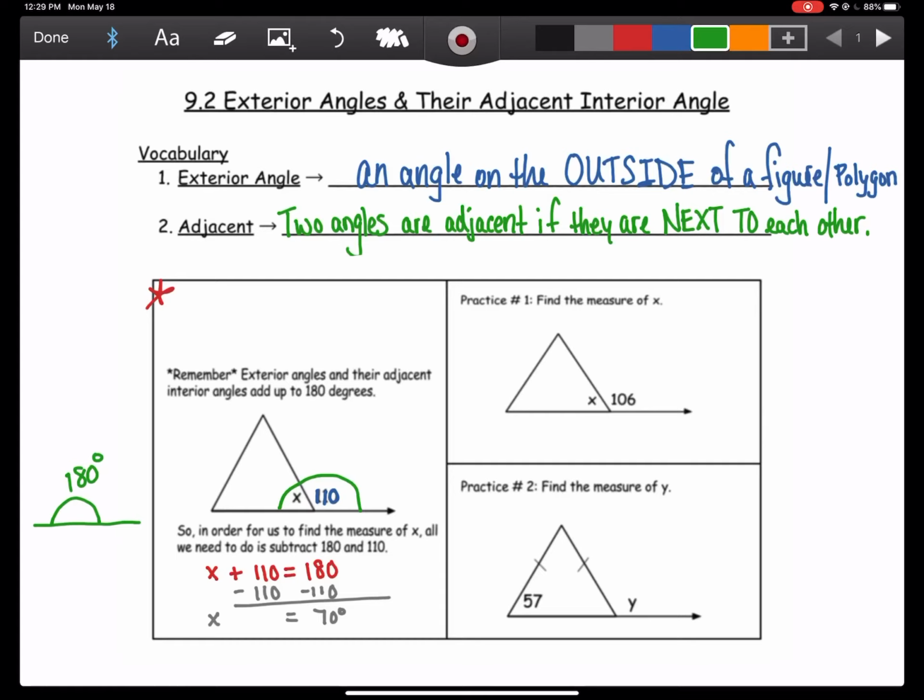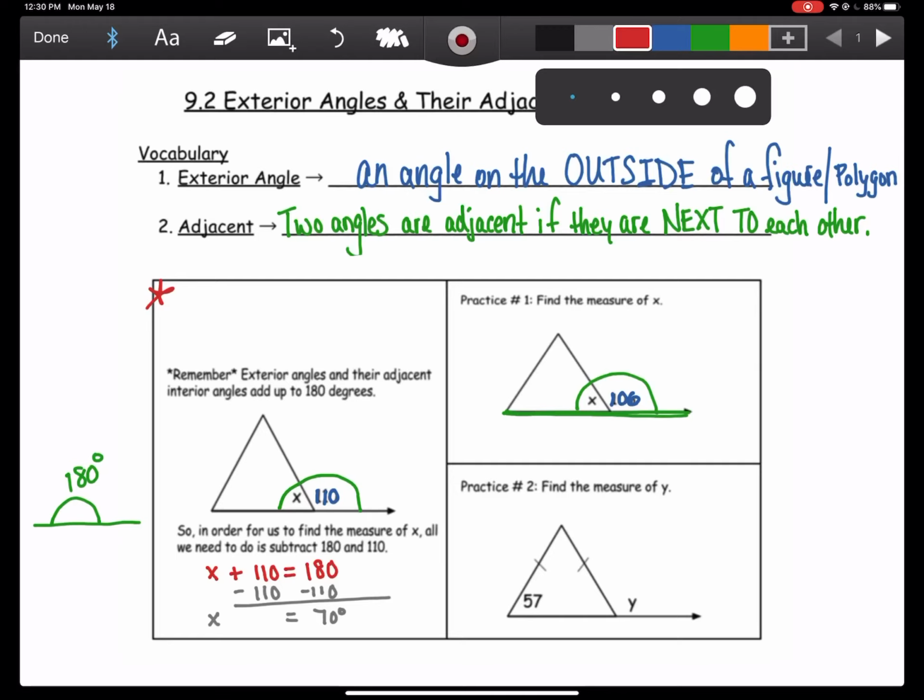All right. Let's try this on practice number 1. So again, I'm going to use blue to identify my exterior angle. So the 106 is my exterior. I'm going to use green to identify the adjacent pair. These two angles are adjacent. Together they make up 180 degrees because there's the line. Not all adjacent angles make 180 degrees, but because these are an exterior and an interior on a line, that's why they make a half circle. That's why they make 180 degrees.